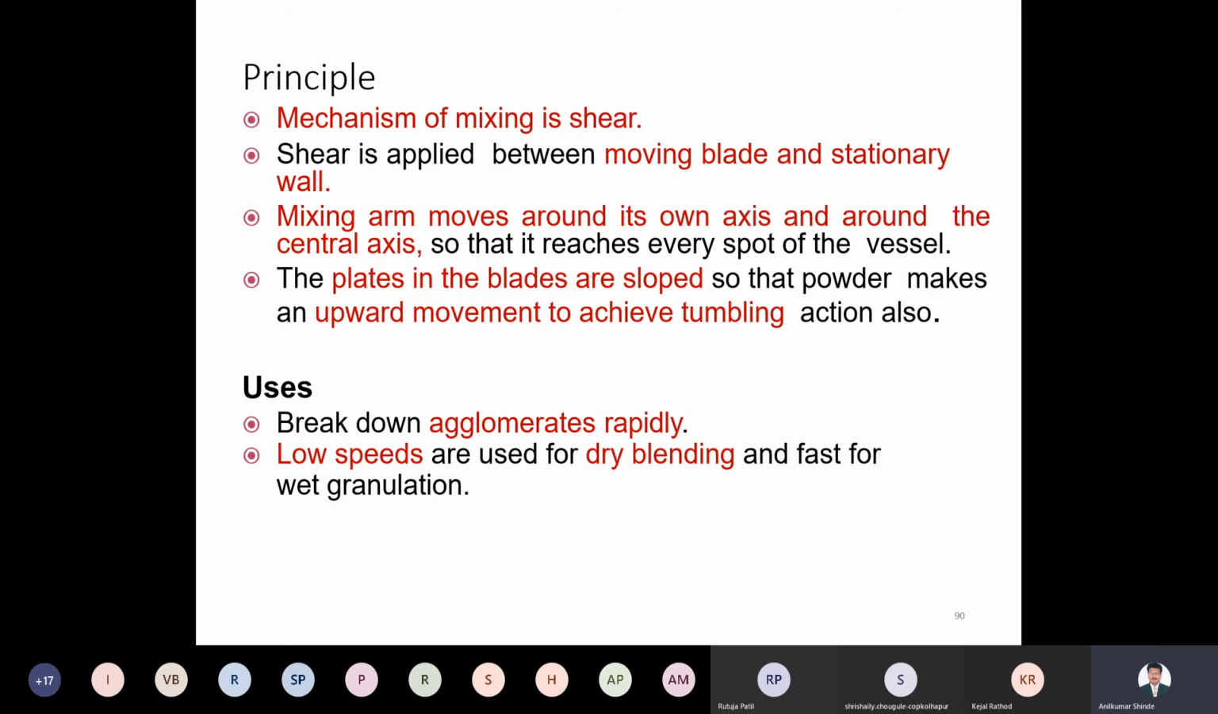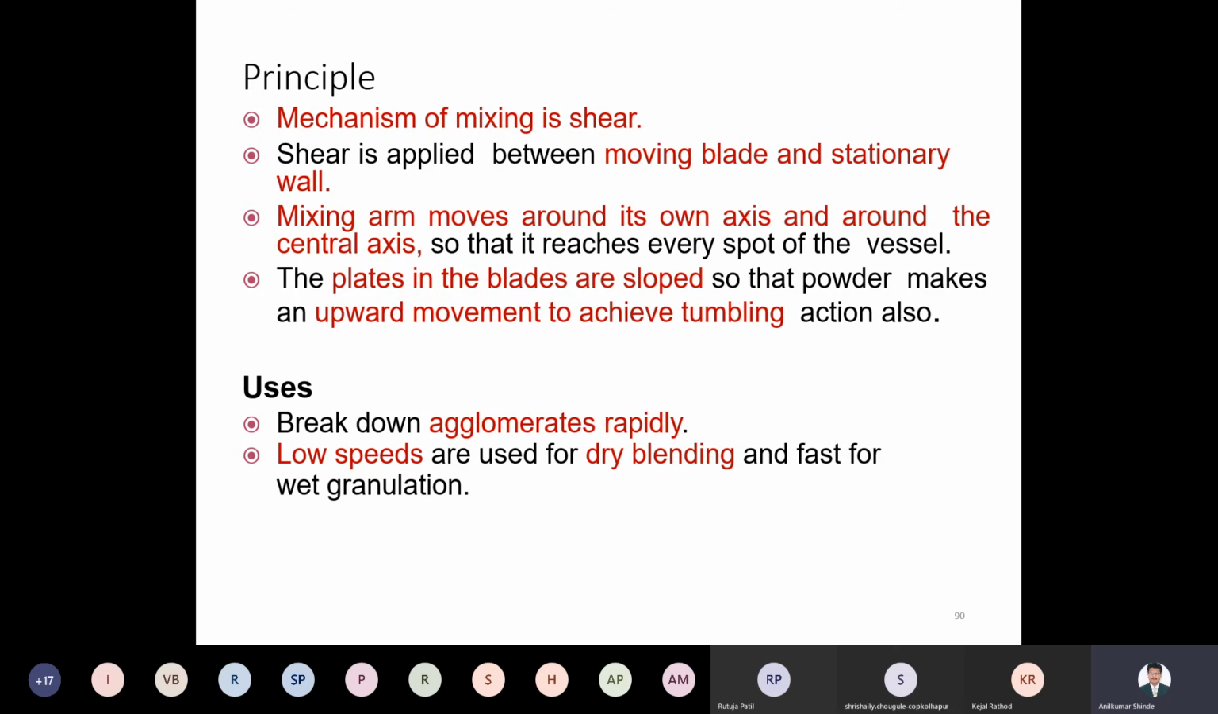Then the uses of this planetary mixer: it breaks down agglomerates rapidly, right? So you add liquid to the powder mixture, and when mixing starts, dum mass is formed, right? After the dum mass is formed, it should also be broken, the agglomerates that formed should be broken. So we can use that mixer. Low speed is used for dry blending and high speed is used for wet granulation, right? So this planetary mixer is used for solid mixing as well as semi-solid mixing, right?